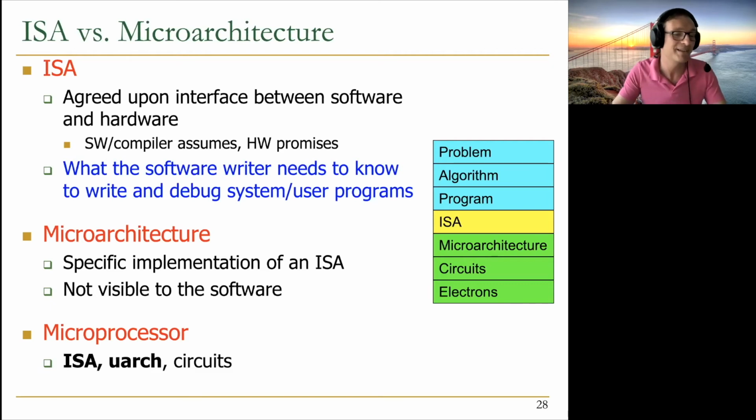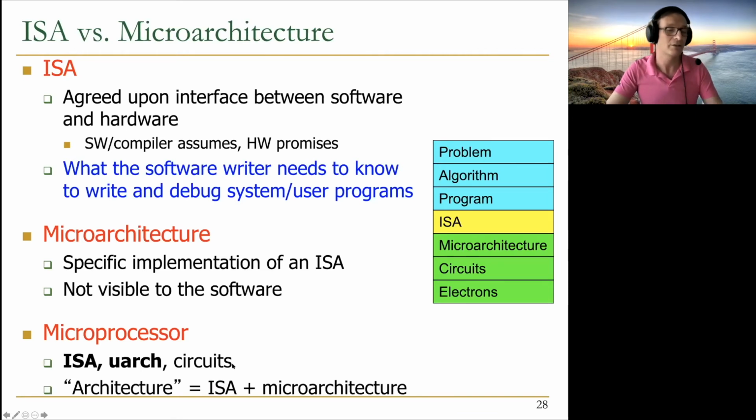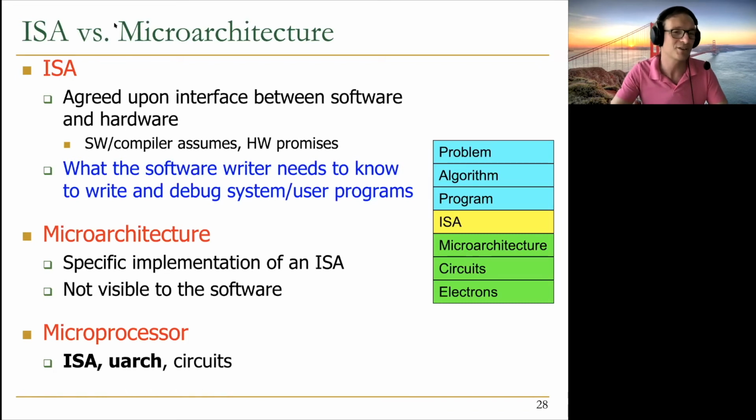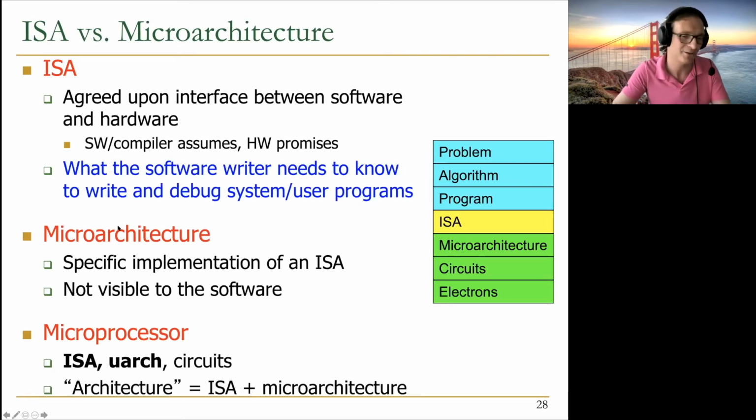Microprocessor is everything in general, basically. When we talk about a microprocessor, Intel's, I don't know, Comet Lake microprocessor, you include the ISA, microarchitecture, and the circuits, right? Or the more modern definition of architecture is really the ISA plus microarchitecture, essentially. When we say architecture today, it used to mean just ISA, but today it means ISA plus microarchitecture. The way to distinguish between them is really ISA versus microarchitecture.